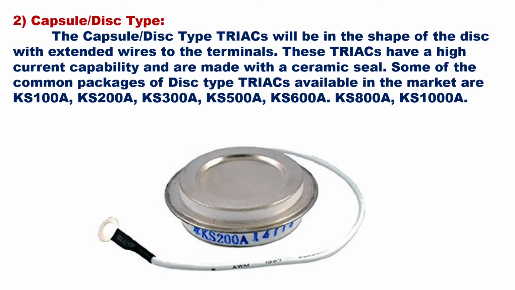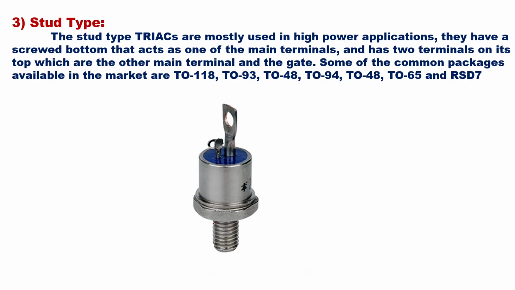Then we'll go to the second type, which is called capsule or disc type. In that, you can have the shape of a disc with extended wires to the terminals. These TRIACs have a high current capability and are made with ceramic seal. Some of the common packages of disc type TRIACs available in the market are KS100A, KS200A, KS300A, KS500A, KS600A, KS800A, and KS1000A.